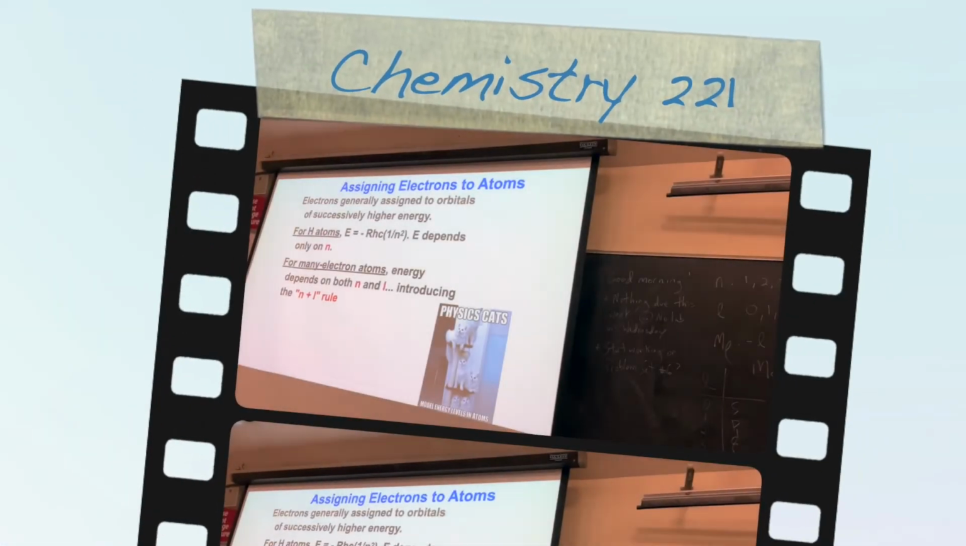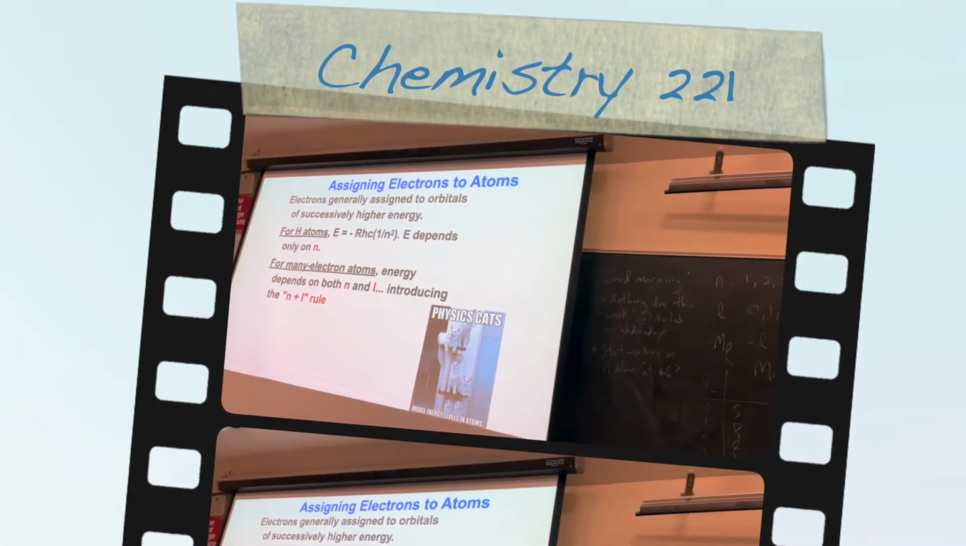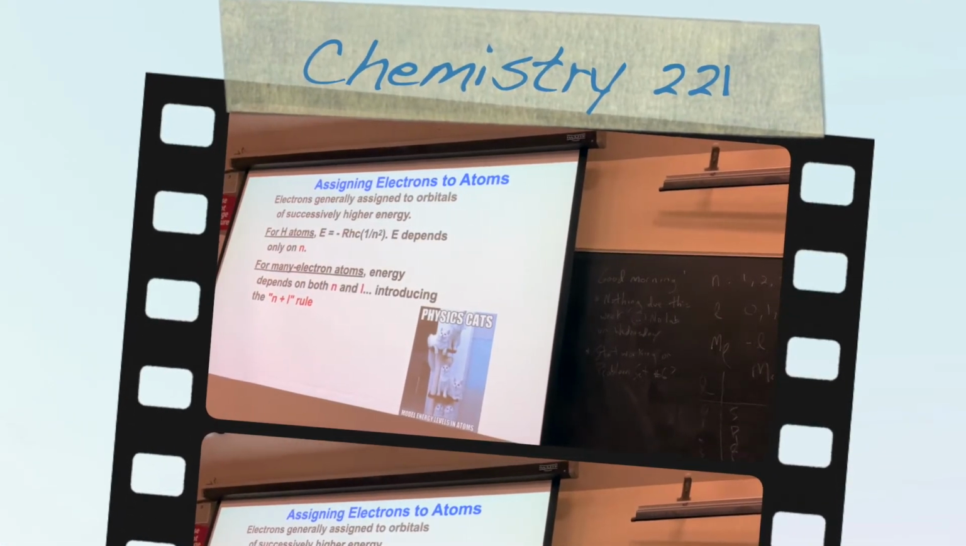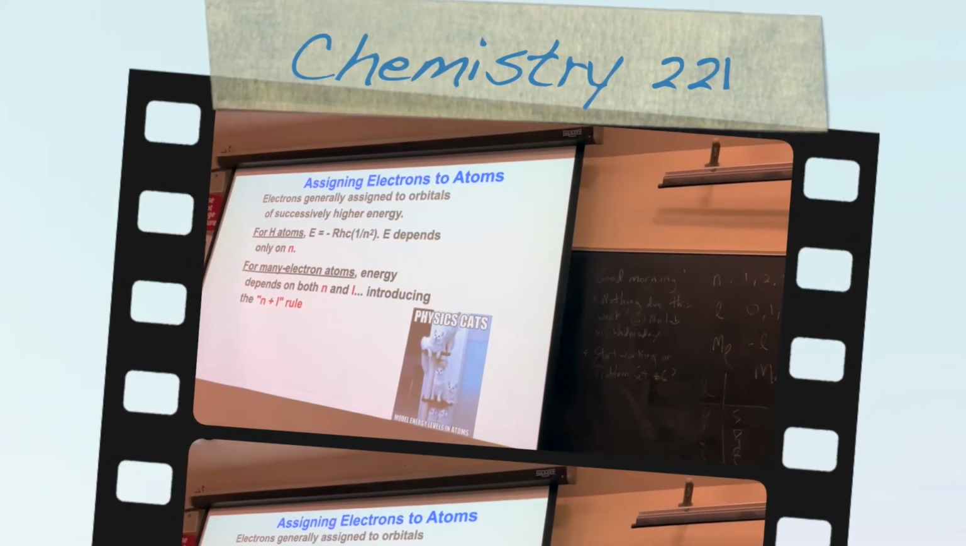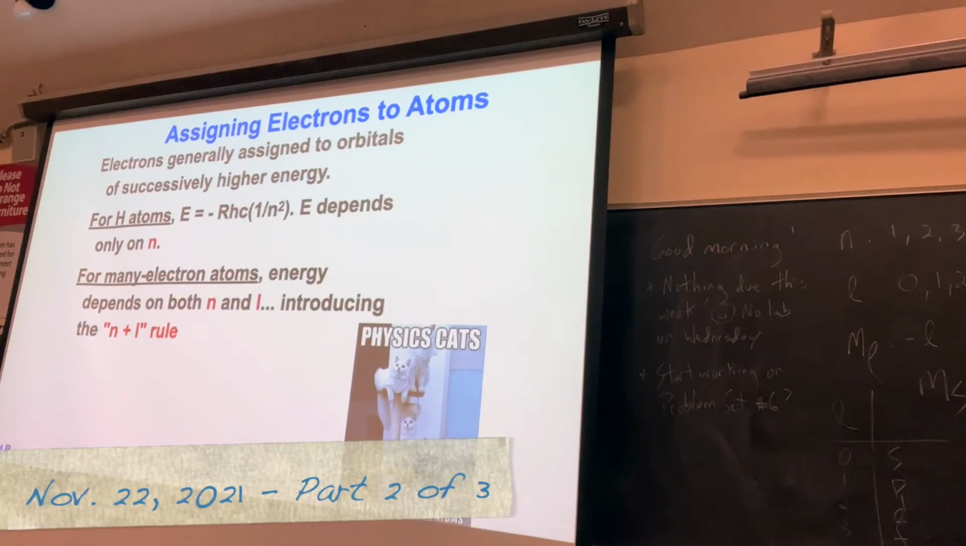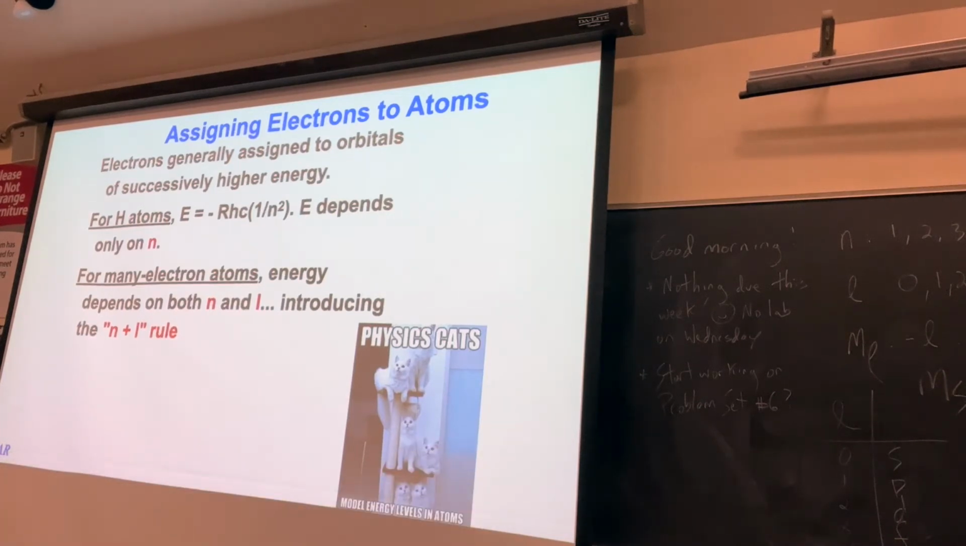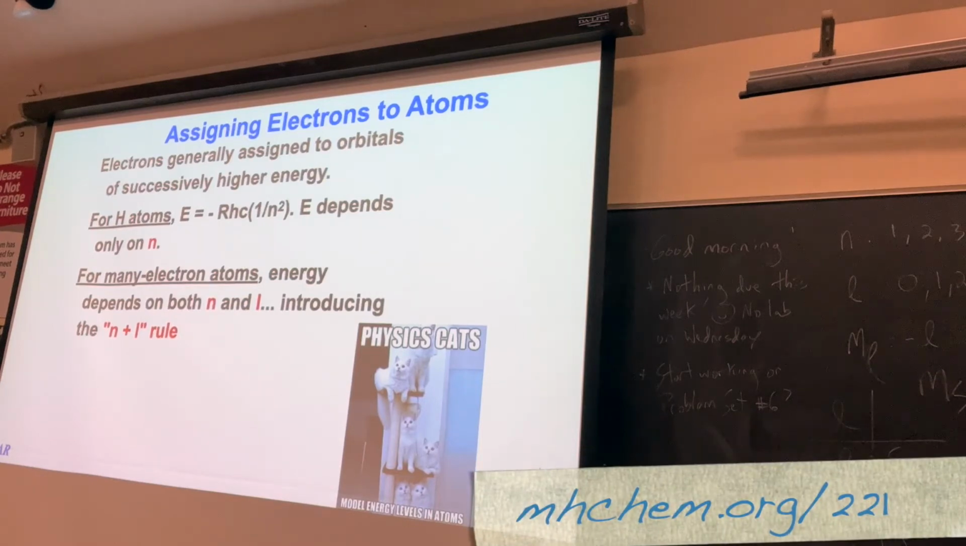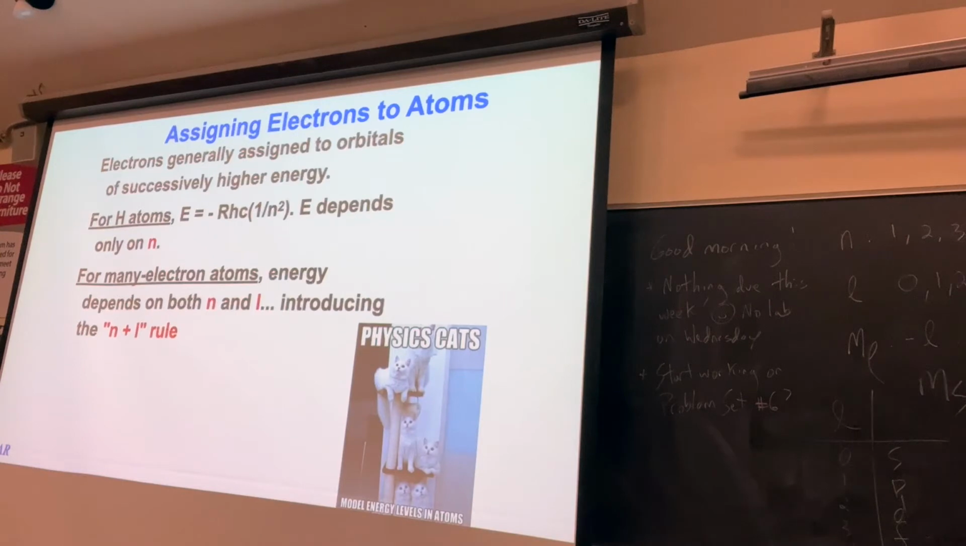So now that we've seen the quantum numbers, each electron needs its own. What we need to do now is start assigning the electrons to the atom, all right? And like all things, electrons will usually go as close to the nucleus first, and then they get farther and farther away.